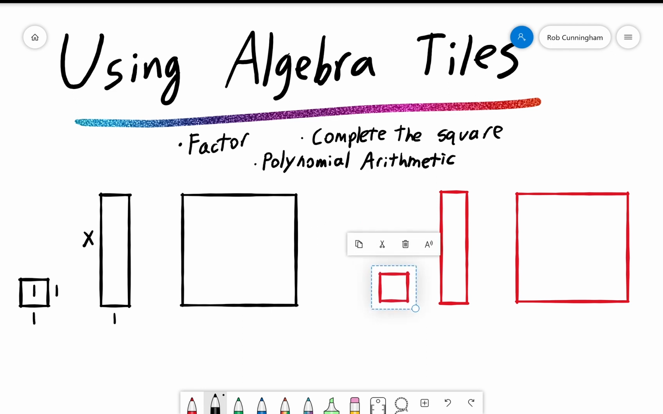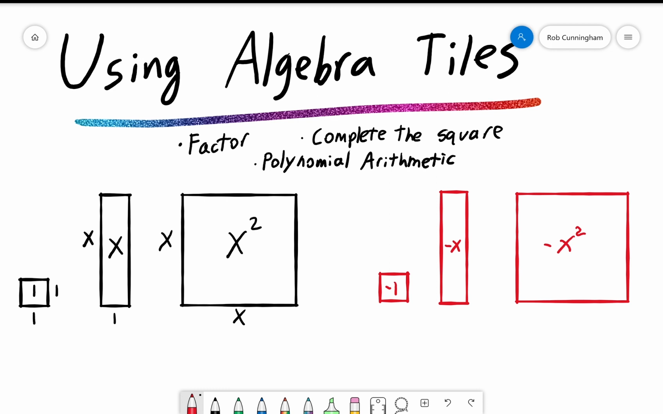Okay, so if this one is x by 1, then its area is x. And as many of you have probably already figured out by now, this large square is x length and x width, so its area is x squared. Now the red tiles are exactly the same, except instead of representing 1, the smallest block represents -1, negative x, and negative x squared.